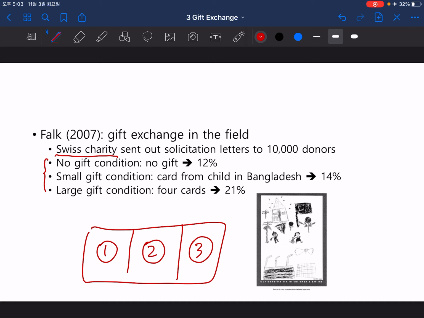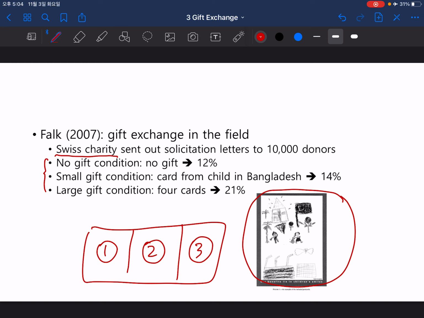To the second group, it is called the small gift condition. To this group, when they sent letters, they also included a small gift. Here, the small gift is a card from a child in Bangladesh. This is an example of such a card. This is a postcard, and this picture is drawn by a child in Bangladesh. This can be considered a small gift to the donor. So they put a letter soliciting donations and this postcard with a picture drawn by a child in Bangladesh.